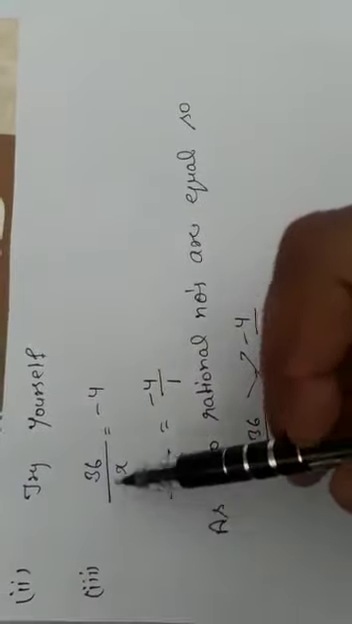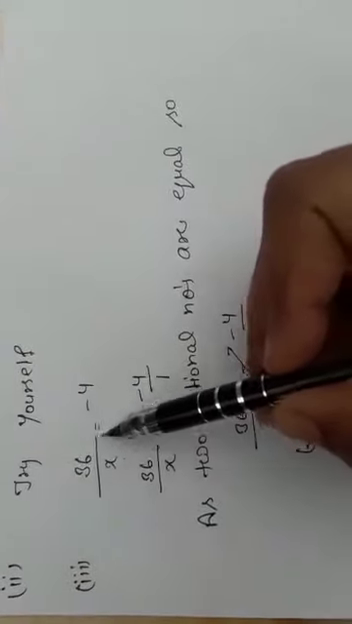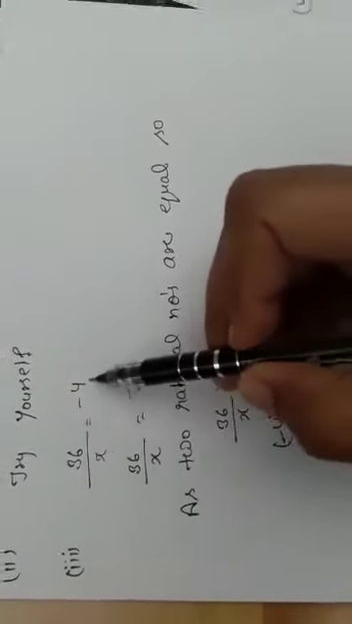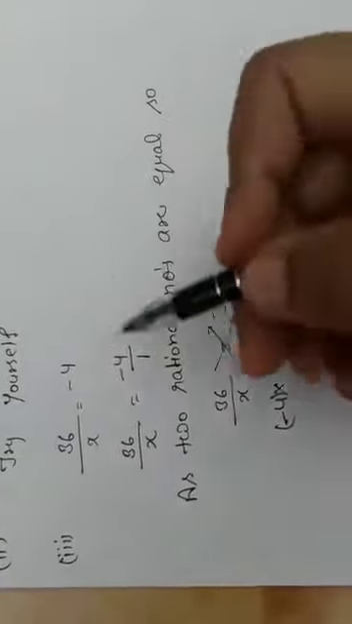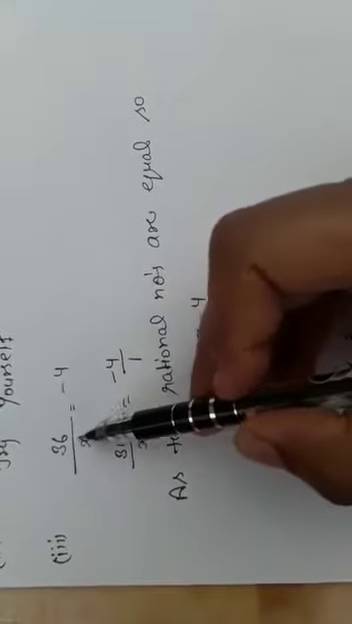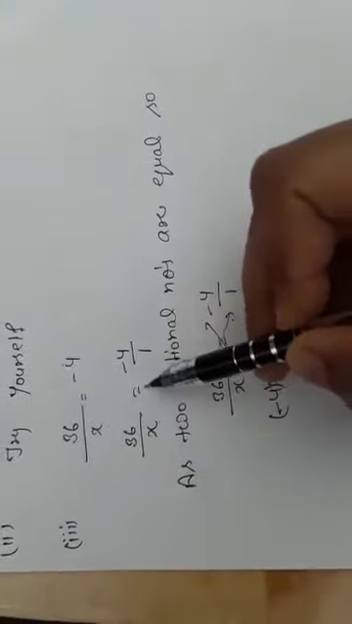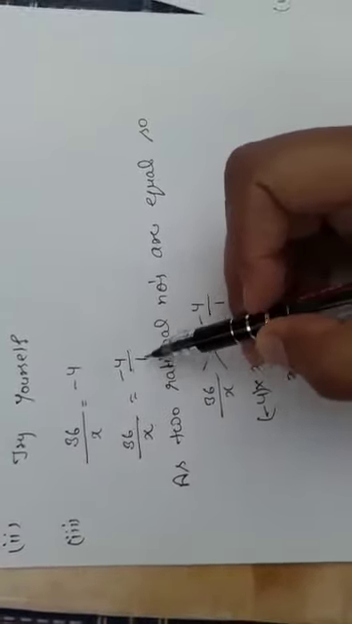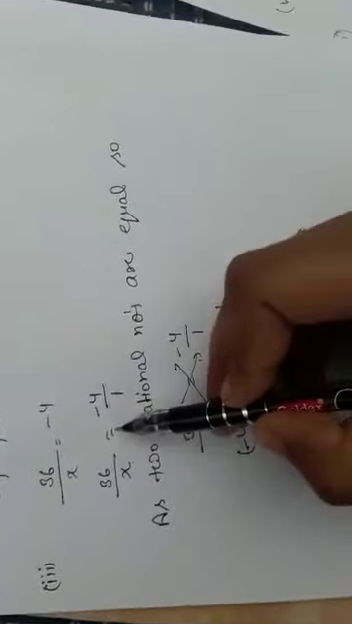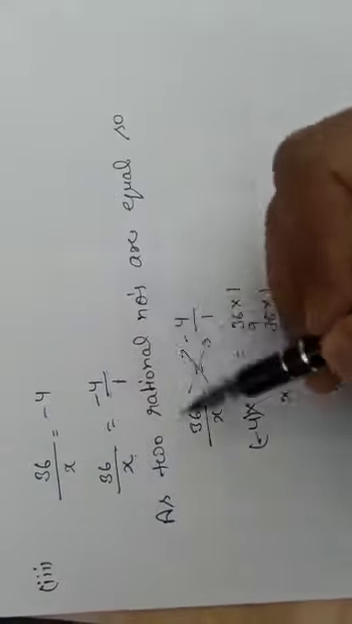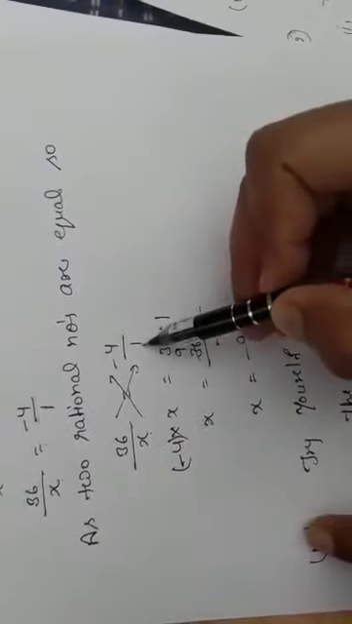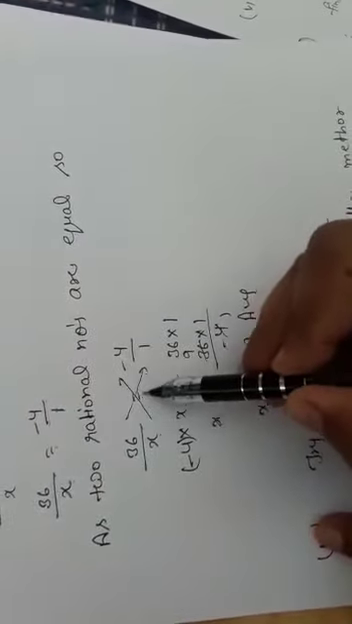Now we are doing third part, that is 36 by x is equal to minus 4. Again we are given two rational numbers are equal. Now two rational numbers are equal, that means their cross product also will be equal. So first of all, here is 36 by x is equal to, here is only minus 4. We will write it as minus 4 by 1. Now we know that these two rational numbers are equal, so their cross product will be equal. So we will write like this: 36 by x and minus 4 by 1 and their cross product is equal.